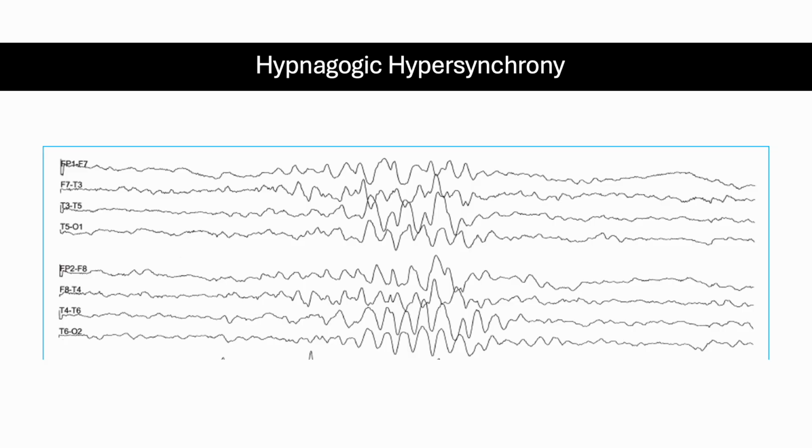You may also see this in pediatrics, hypnagogic hypersynchrony. This is a burst of slow waves, and they are synchronous or occur together. This happens as the patient is going to sleep, hypnagogic.